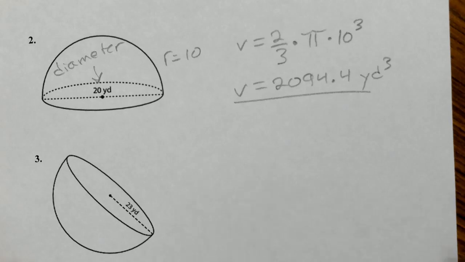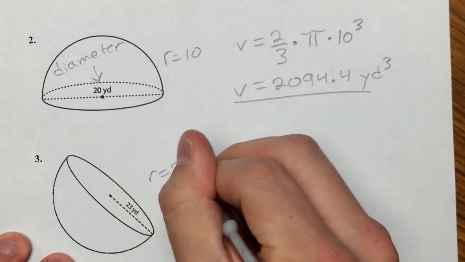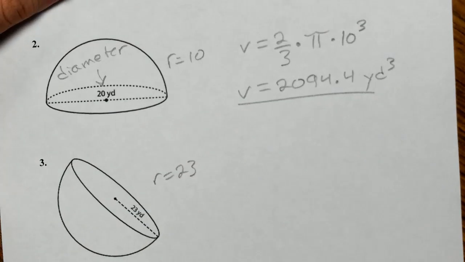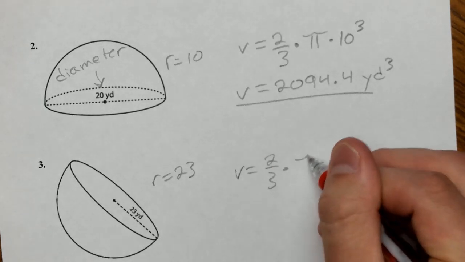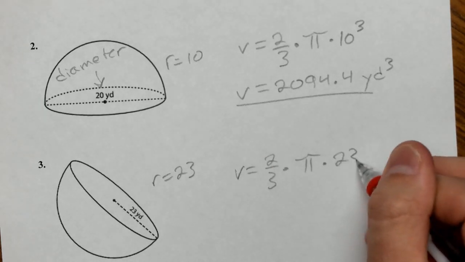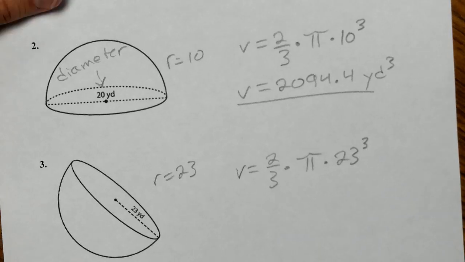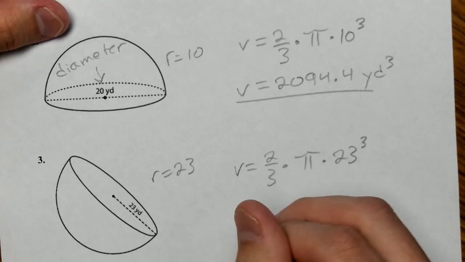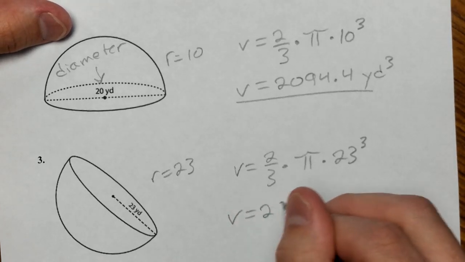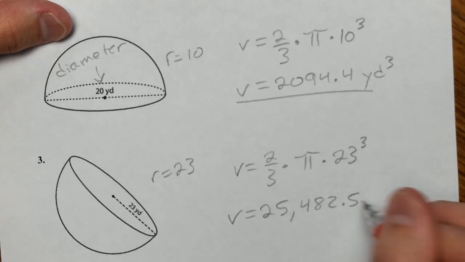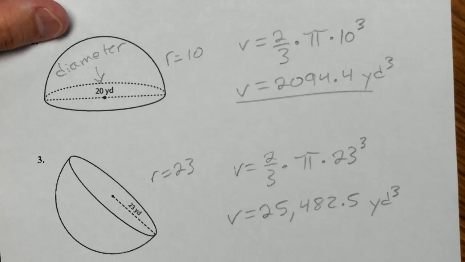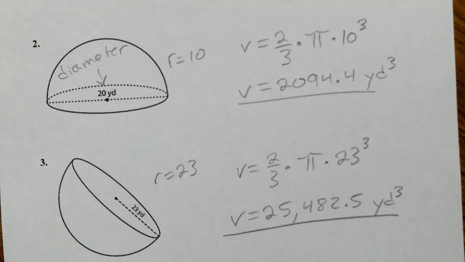All right, one more to do. So here, they didn't do anything crazy. They just gave it to me that my radius is 23. So when I take my volume formula, all I have to do is plug in a 23 where the r is to raise it to the power of 3. Round this to the nearest decimal, I should get 25,482.5, and this is going to be in yards cubed. And that's it.